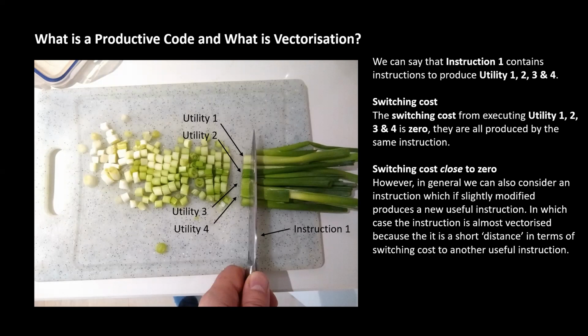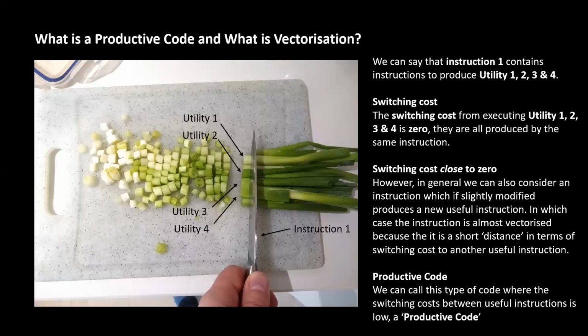However, you can also think of where the cost of switching from one instruction to another is getting close to 0. As that cost of doing one instruction versus another gets smaller, we start to get to the point that we can vectorize those two utilities in one instruction. And so this gives us a more general concept that is related to vectorization. We can call this, or I'm calling this, a productive code, where the switching cost between different instructions is low. We think of the code as a productive code.